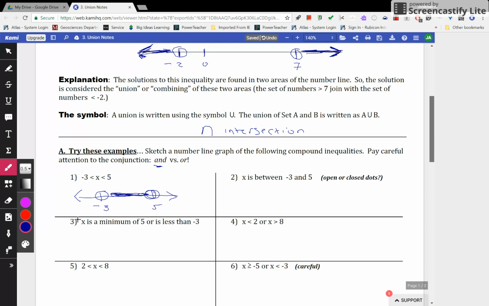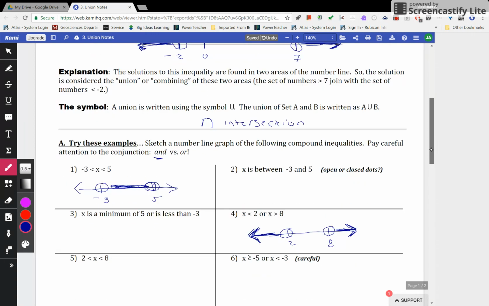If it were an "or" statement, take a look at number 4 now, where I can be less than 2, or I can be greater than 8. I get a slightly different pattern. I think you should be able to pick up on what's going to happen here. I shade in one direction, and I shade in the other direction. And so you see this middle part is now the opening, and I have the solutions going right and left.